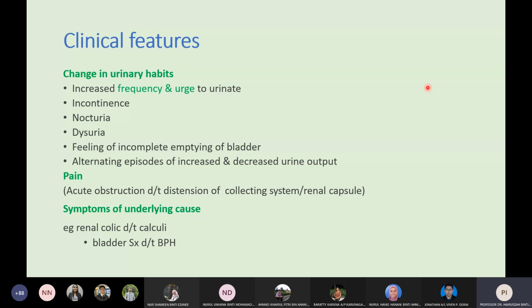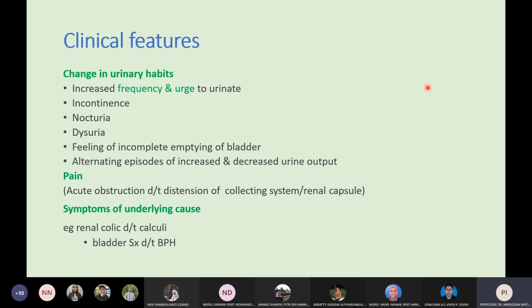Okay, the other features could be pain. This is when there's acute obstruction, distension of the collecting system in the kidney. It can cause acute pain. When it's more of the chronic ones, which is more common, the pain is not as intense. It's more like vague flank pain. Flank is the part of your abdomen posteriorly.